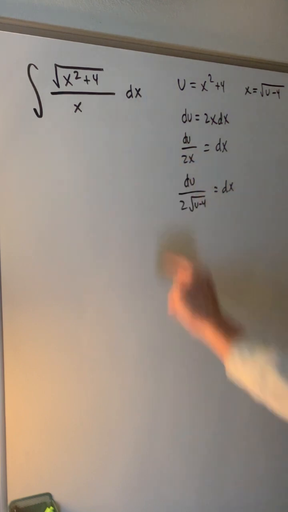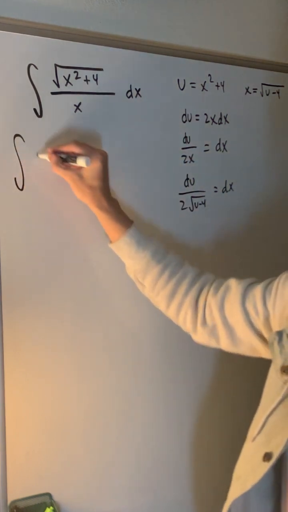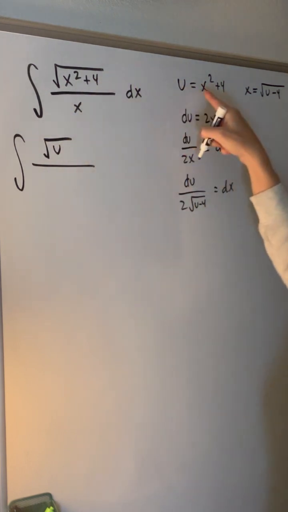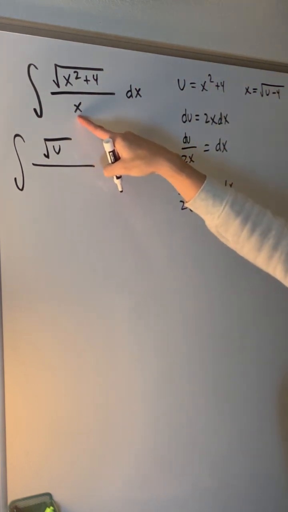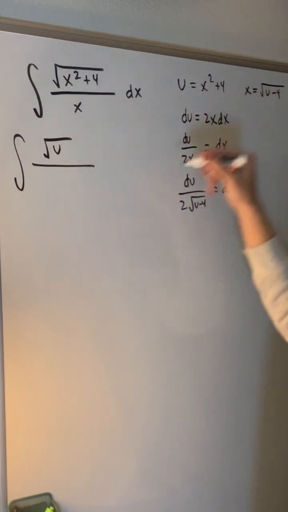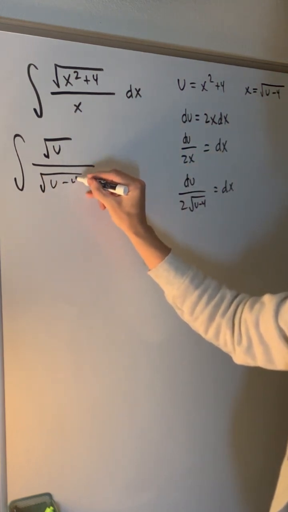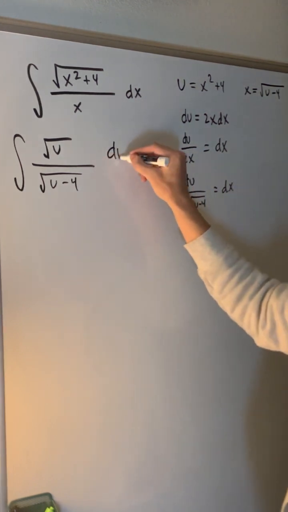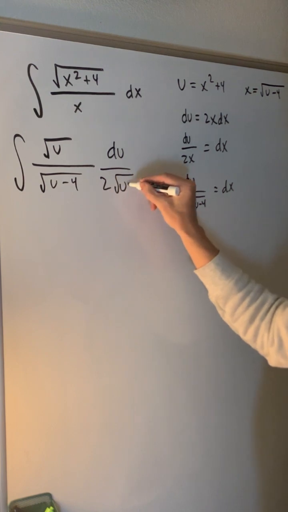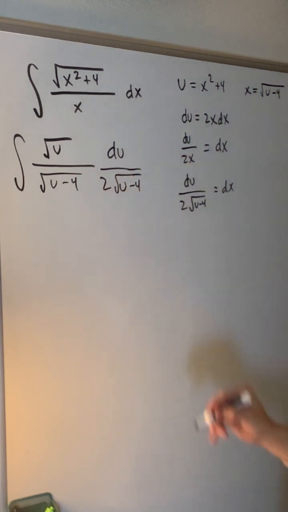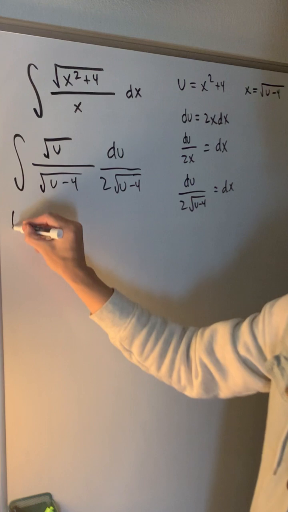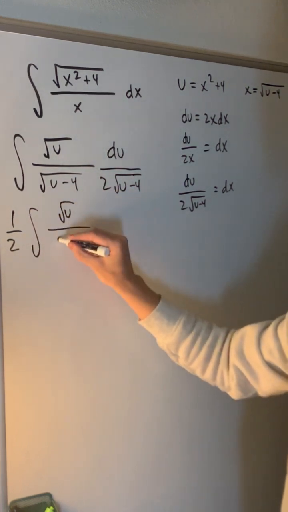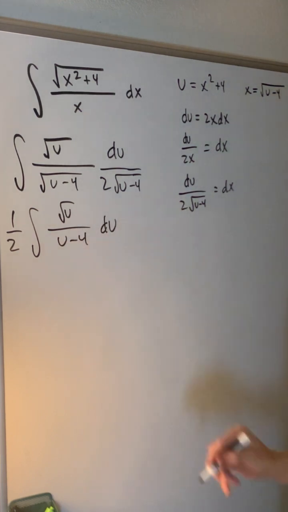Now let's go back here and make some replacements. So the numerator is the square root of u. And then x in the bottom is the square root of u minus 4. And then replacing dx is this fraction there. And let's totally clean this up here. So we can take out a 1/2 to the front. And we can call this the square root of u over u minus 4 du.